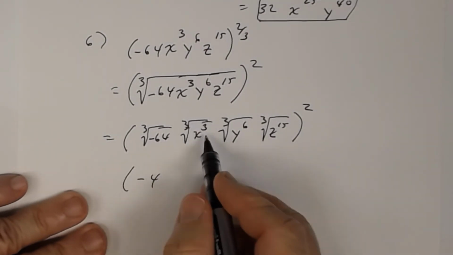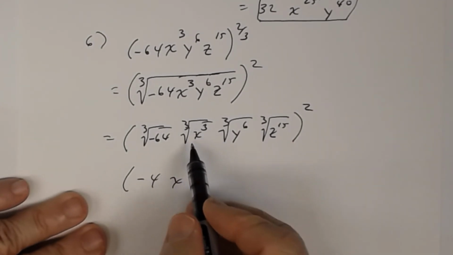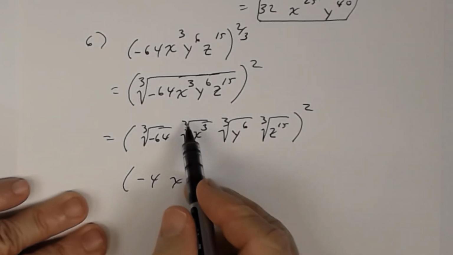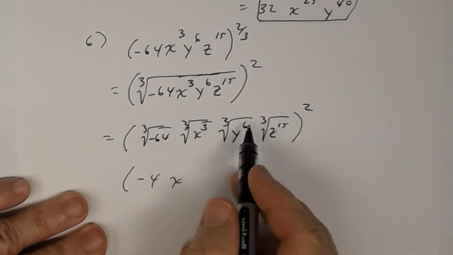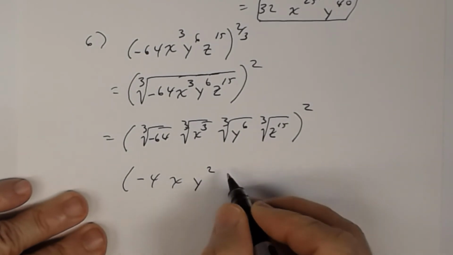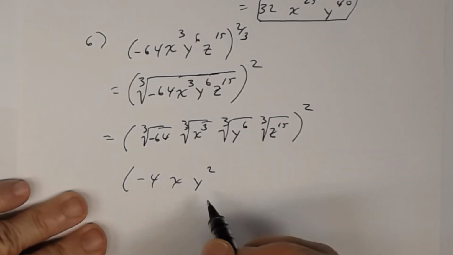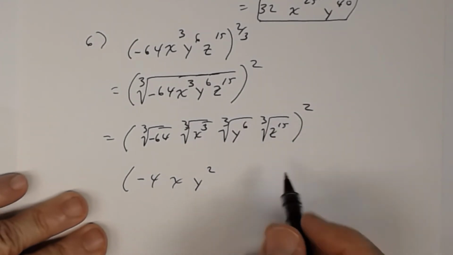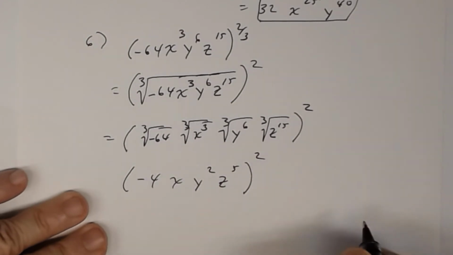The cube root of x cubed, 3 divided by 3 is 1, so that's just x. Kind of makes sense because we're asking ourselves what times itself 3 times is x cubed. Well, x times x times x is x cubed. 6 divided by 3 is 2, so the cube root of y to the 6th is y squared. Kind of makes sense because y squared times y squared times y squared is y to the 6th. And then 15 divided by 3 is 5. So it'll be z to the fifth, all raised to the second power.